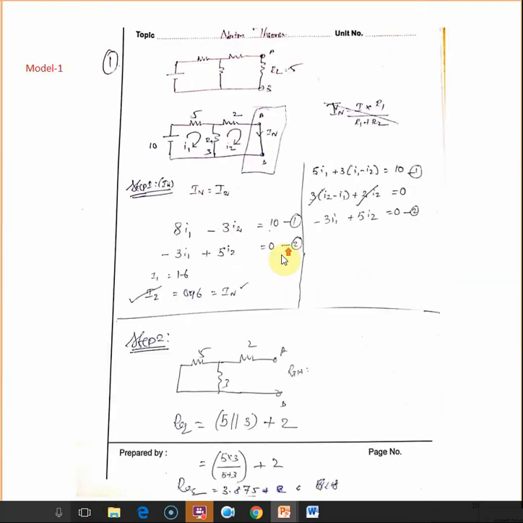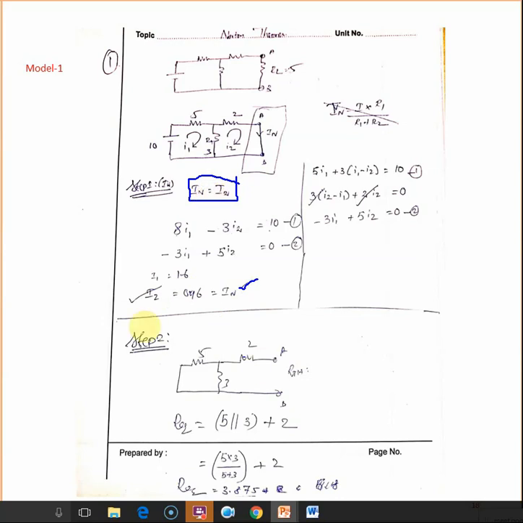Yes, we discussed that one. So the load is removed and I short-circuit it. Once closed, I_N is equal to I2. Then use Kirchhoff's voltage law. The KVL method is used with I1 and I2 to form the equations. Then I found the I2 value. Once I found the I2 value, the I_N value is equal to it.